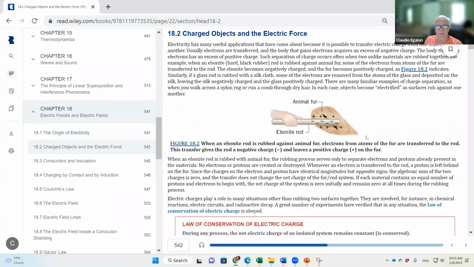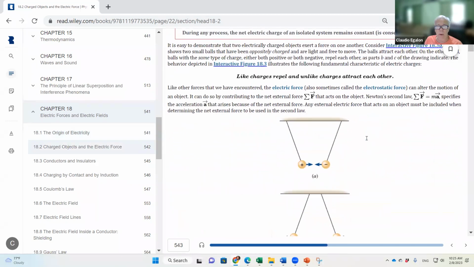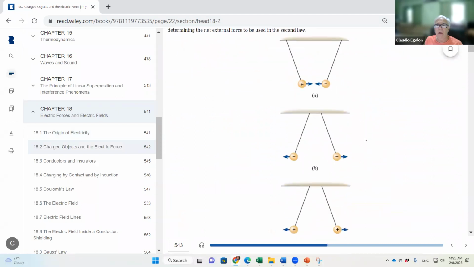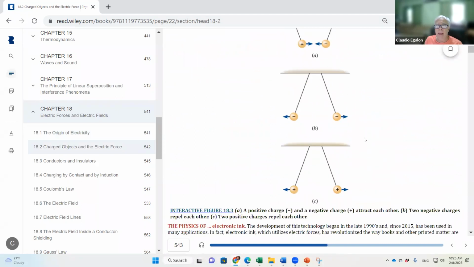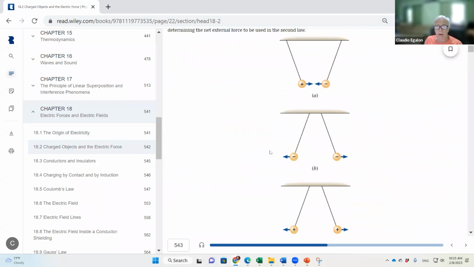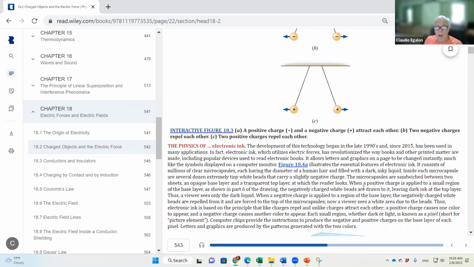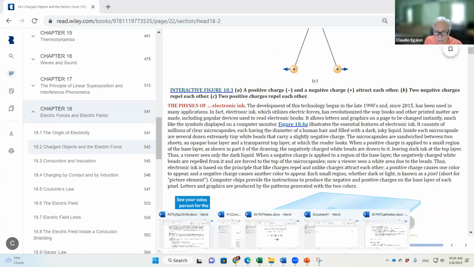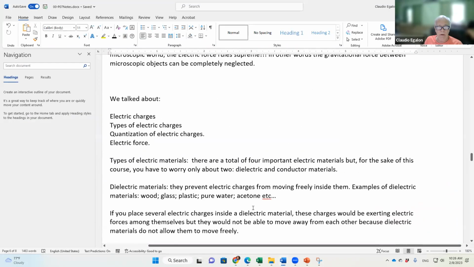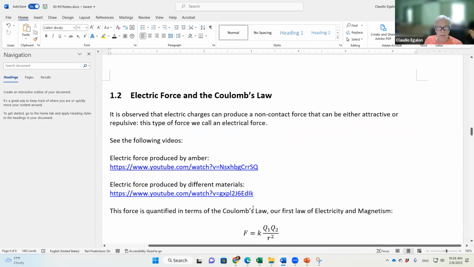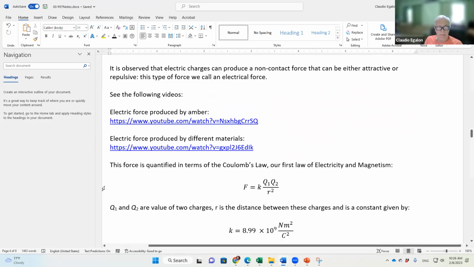And then we have the electric force that I mentioned to you. There is an equation for that. Like charges repel, opposite charges attract, right? And what is the equation for that? Let me show you the equation, because with it we can quantify the force between two charges, right? That's what it is.